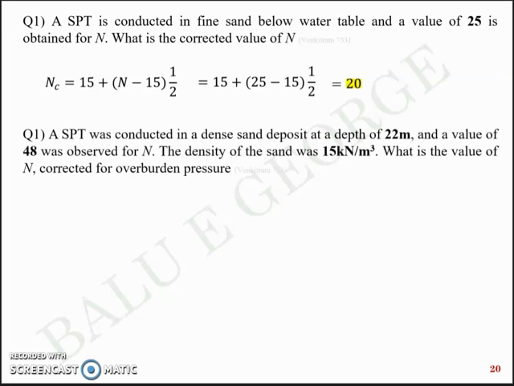Next question I'll give you as an assignment. You have an SPT test conducted in a dense sand at a depth of 22 meter and the value of N observed is 48 and the density of sand is 15 kilonewton per meter cube. Of course it's not density, it's unit weight to be precise. Anyways, it's 15 kilonewton per m cube. What is the value of N corrected for overburden pressure? So go through the question and you can submit the answers in Google Classroom.